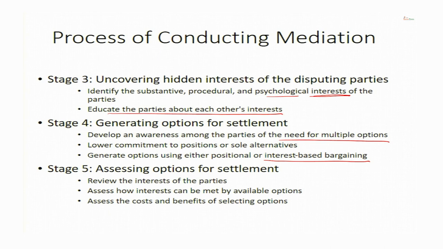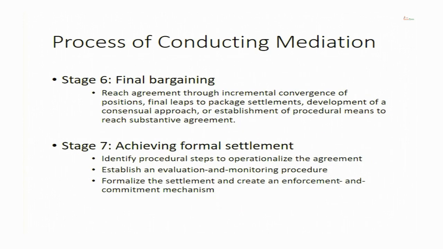Stage number 5 is assessing options for settlement. You have generated a lot of options. Now it is the time to assess those options, review the interest of the parties, assess how interests can be met by available options, what are the interests which parties want to be protected. I have 5 interests, the other party may have 3 interests, find out the interests, see which option better serves your interest, then assess the cost and benefit of selecting options. What are the interests? The options which you have generated, out of these options, which option better serves the interests of both the parties? What are the costs and benefits associated with some option which the parties are willing to accept? All this has to be done in stage 5.